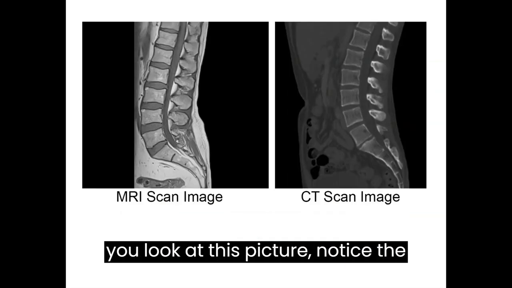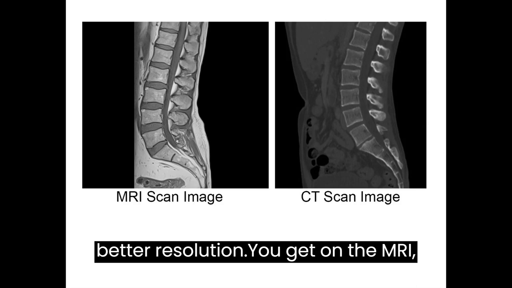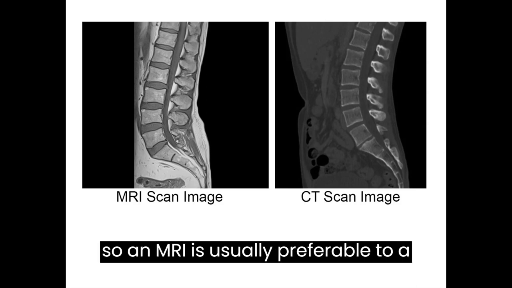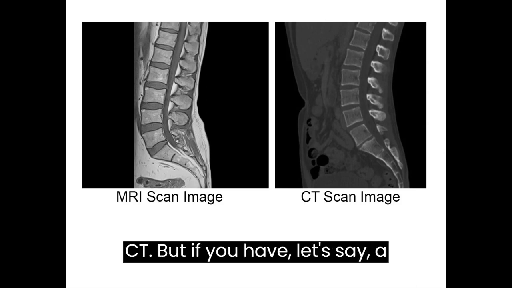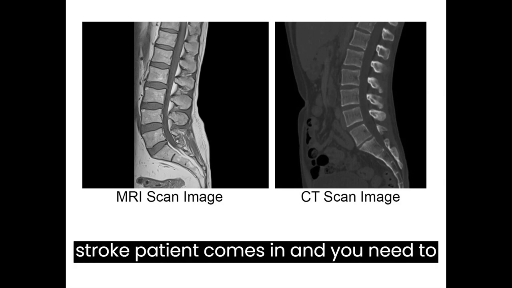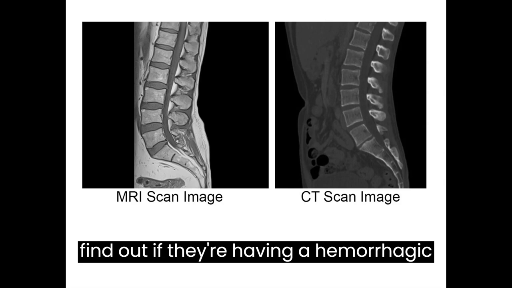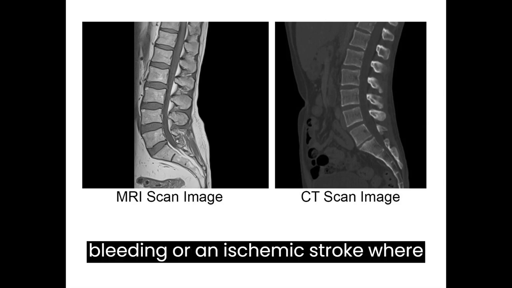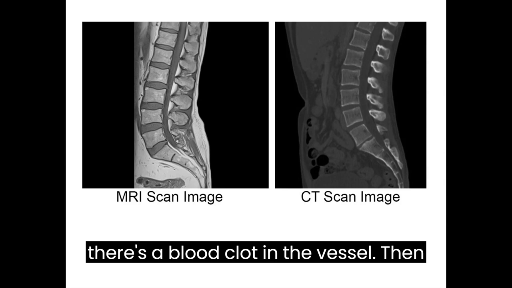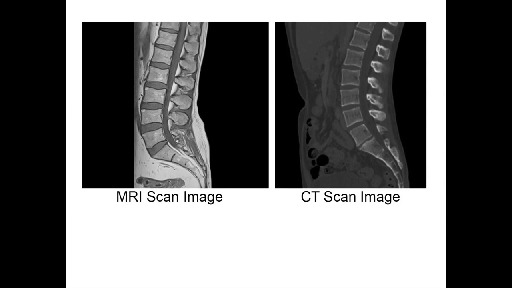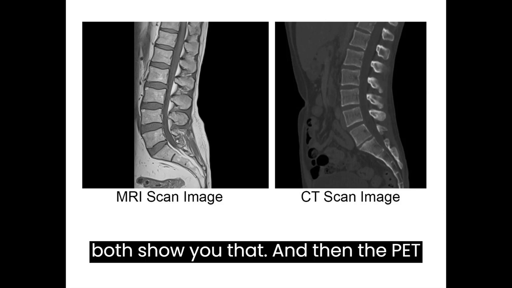If you look at this picture, notice the better resolution you get on the MRI. So an MRI is usually preferable to a CT, but let's say a stroke patient comes in and you need to find out if they're having a hemorrhagic stroke, where the blood vessels are bleeding, or an ischemic stroke, where there's a blood clot in the vessel. Then you're going to want to use whichever one's available first, because they can both show you that.